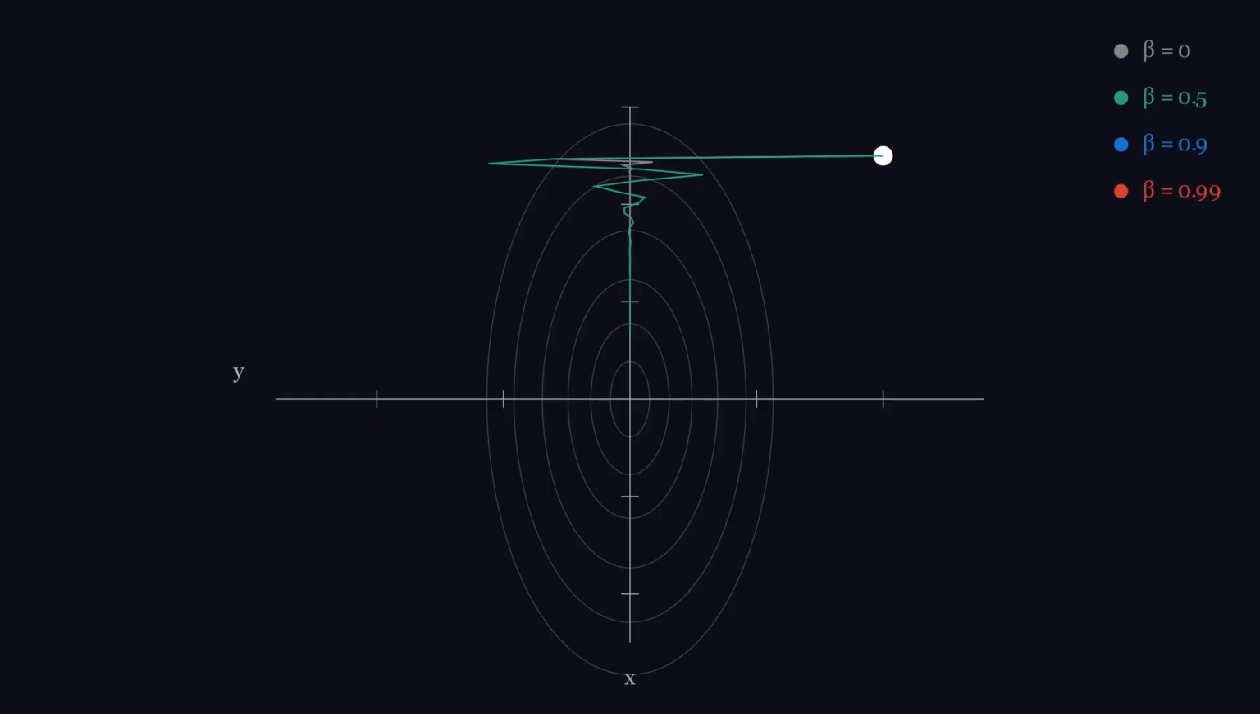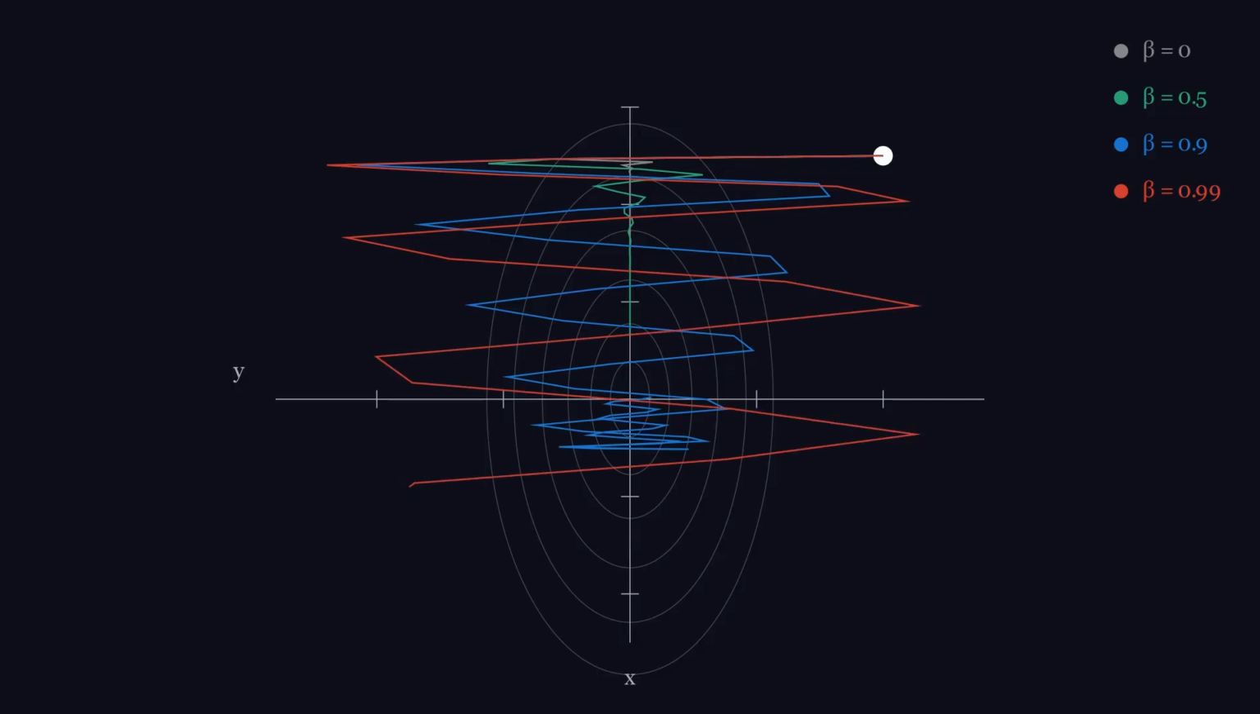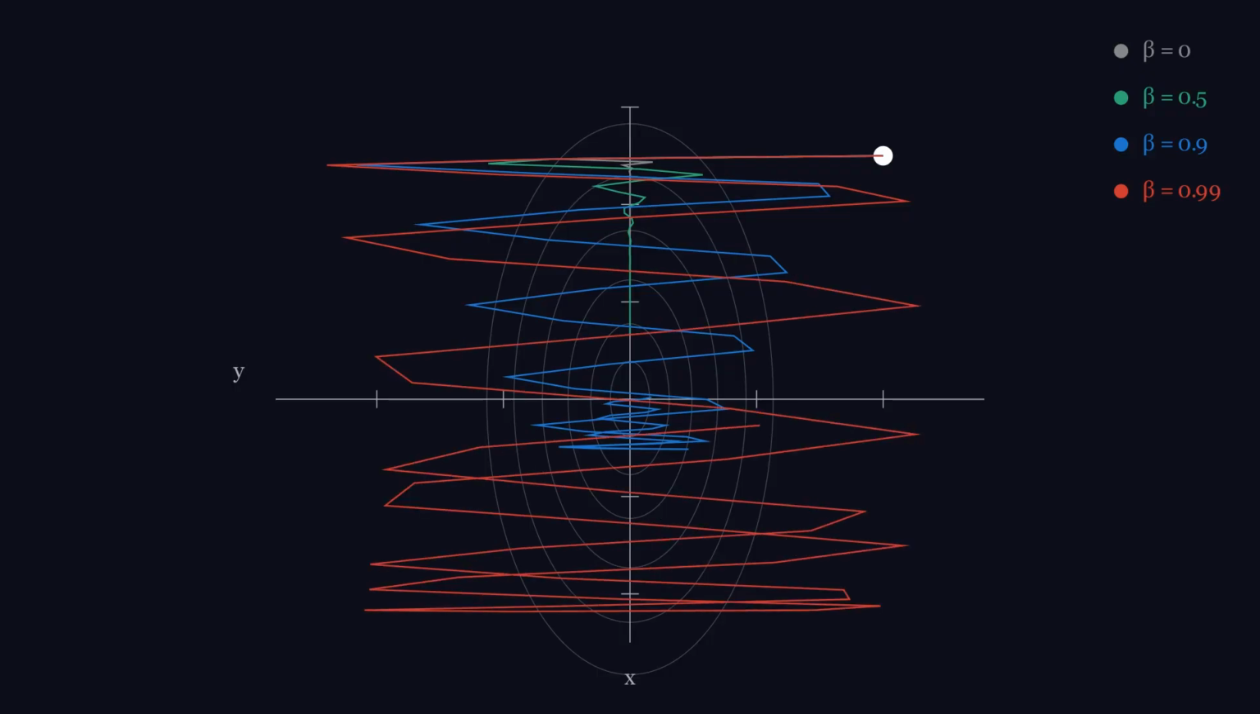Beta equals 0.5, mild smoothing. The green trajectory is less erratic, the oscillations are damped. Beta equals 0.9, the blue trajectory arcs cleanly toward the minimum. This is the signal compounding regime from the derivation: coherent gradients compound, oscillations cancel.